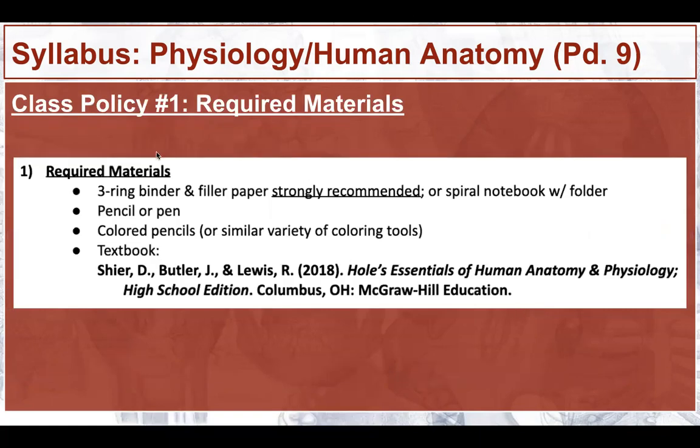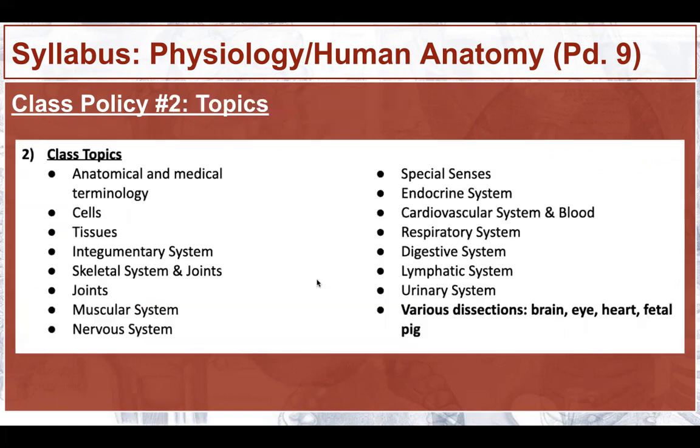Materials that you need for this class: either a 3-ring binder or a spiral notebook, whichever one you feel is going to work best for you in taking notes. You need a pencil or a pen and colored pencils as well for the diagram coloring packets. The textbook that you got is online only. You are not getting a hard copy. So that account and password that you received in your letter last week, you will use to access this.